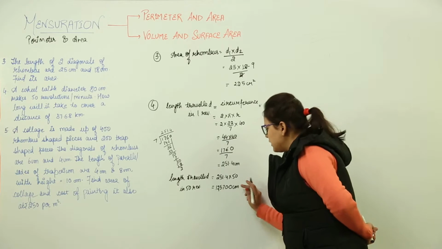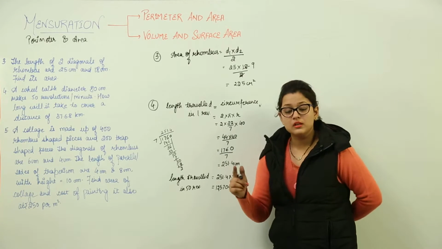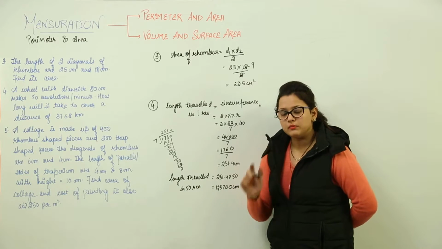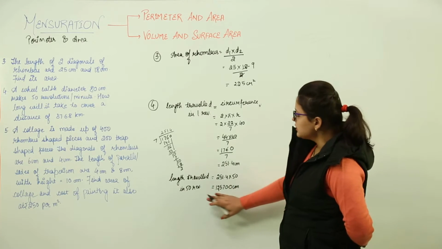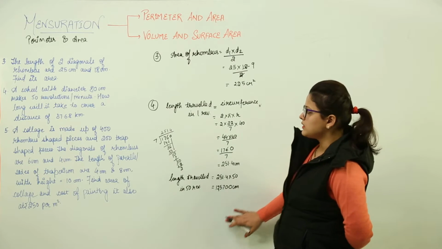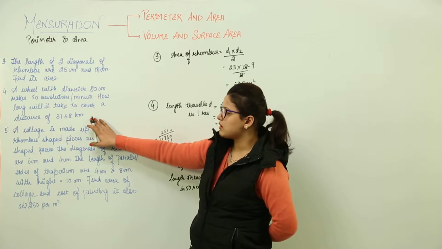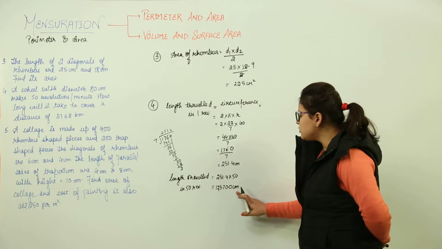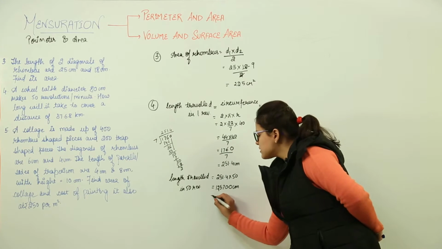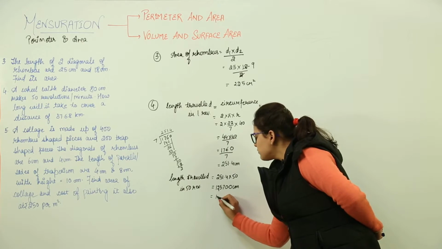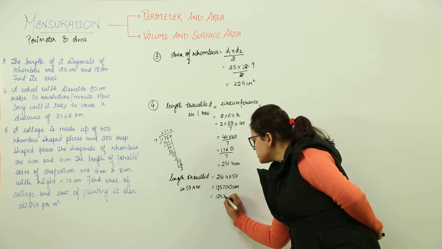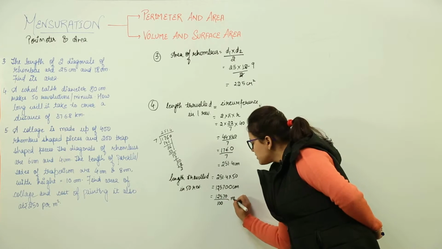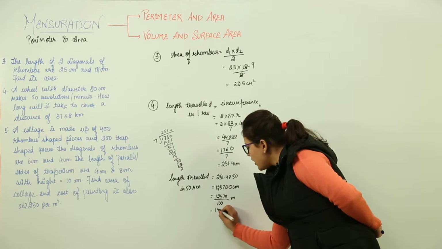Now this is the length the wheel is traveling in 50 revolutions, that is, in 1 minute. Now this is the length traveled in 1 minute. How much is the total distance to be traveled? It is 37.68 kilometers. So first of all, we need to convert this. How do we convert this? We will first convert it into meters. So that will be this divided by 100 meters. This becomes how much?